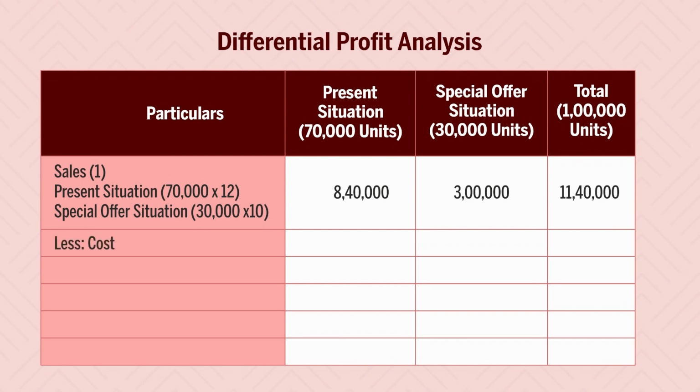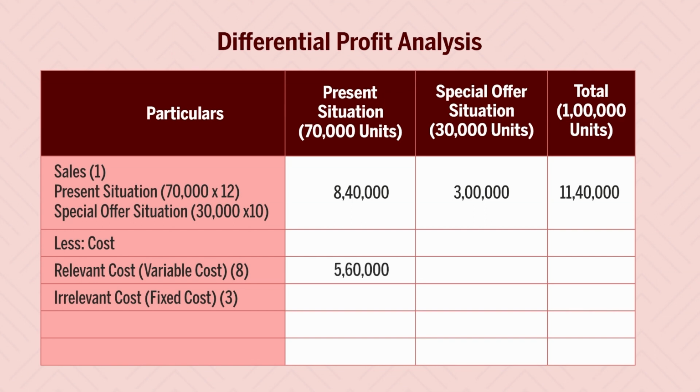We have 2 types of cost, relevant cost and irrelevant cost. Relevant cost means variable cost, and irrelevant cost means fixed cost. Relevant cost is rupees 8 per unit. So for 70,000 units, it is 5,60,000 for the present situation, and for the special offer situation, it is 2,40,000. In this way, our total relevant cost, meaning variable cost, is rupees 8 lakhs.